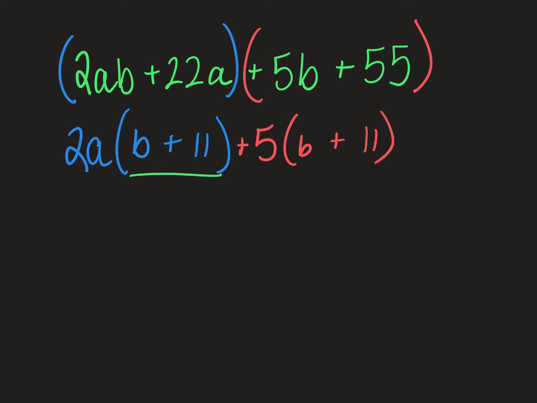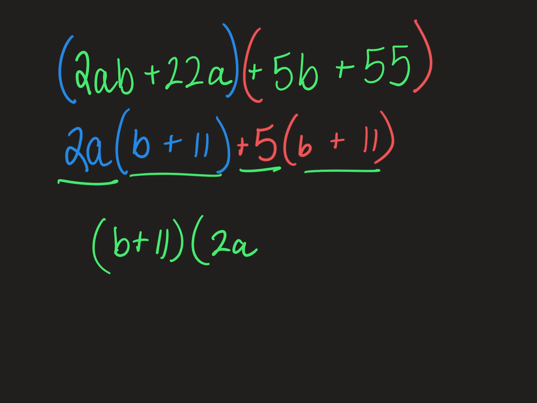So again, we've got matching stuff here. So bring that down. Then you're left with what's in front, so 2A and 5. And that's it. You have done factoring by grouping.